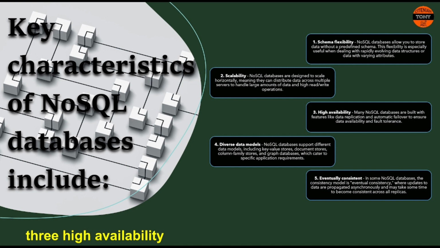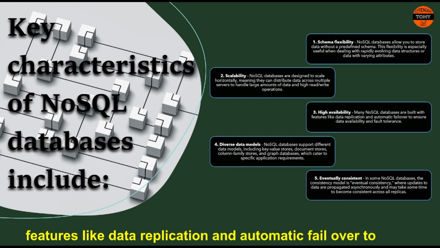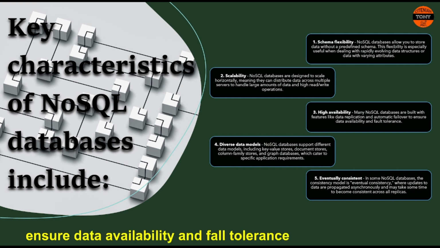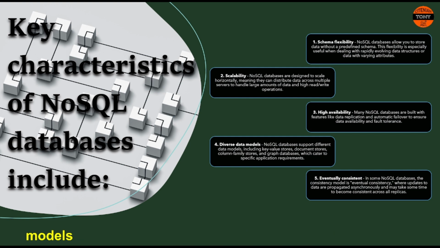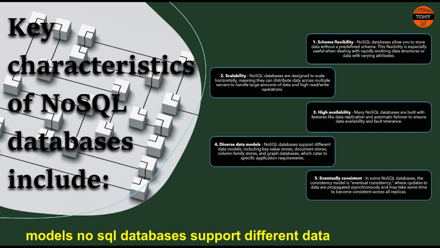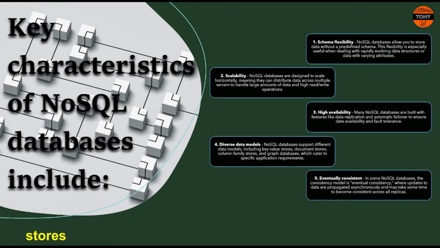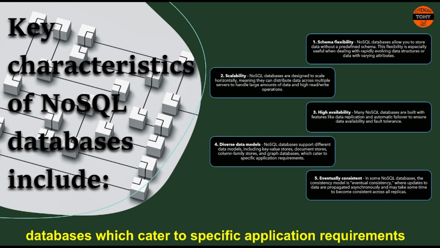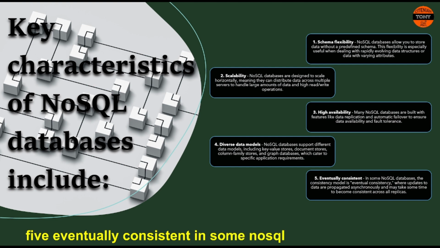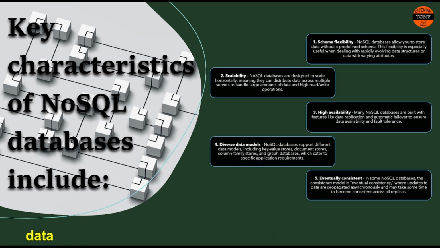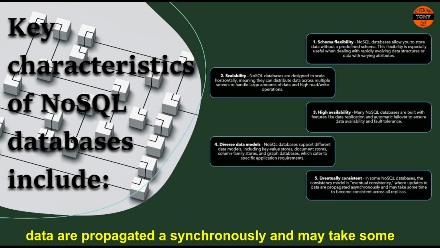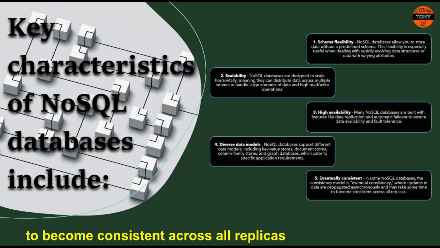3. High availability. Many NoSQL databases are built with features like data replication and automatic failover to ensure data availability and fault tolerance. 4. Diverse data models. NoSQL databases support different data models, including key-value stores, document stores, column family stores, and graph databases, which cater to specific application requirements. 5. Eventually consistent. In some NoSQL databases, the consistency model is eventual consistency, where updates to data are propagated asynchronously and may take some time to become consistent across all replicas.